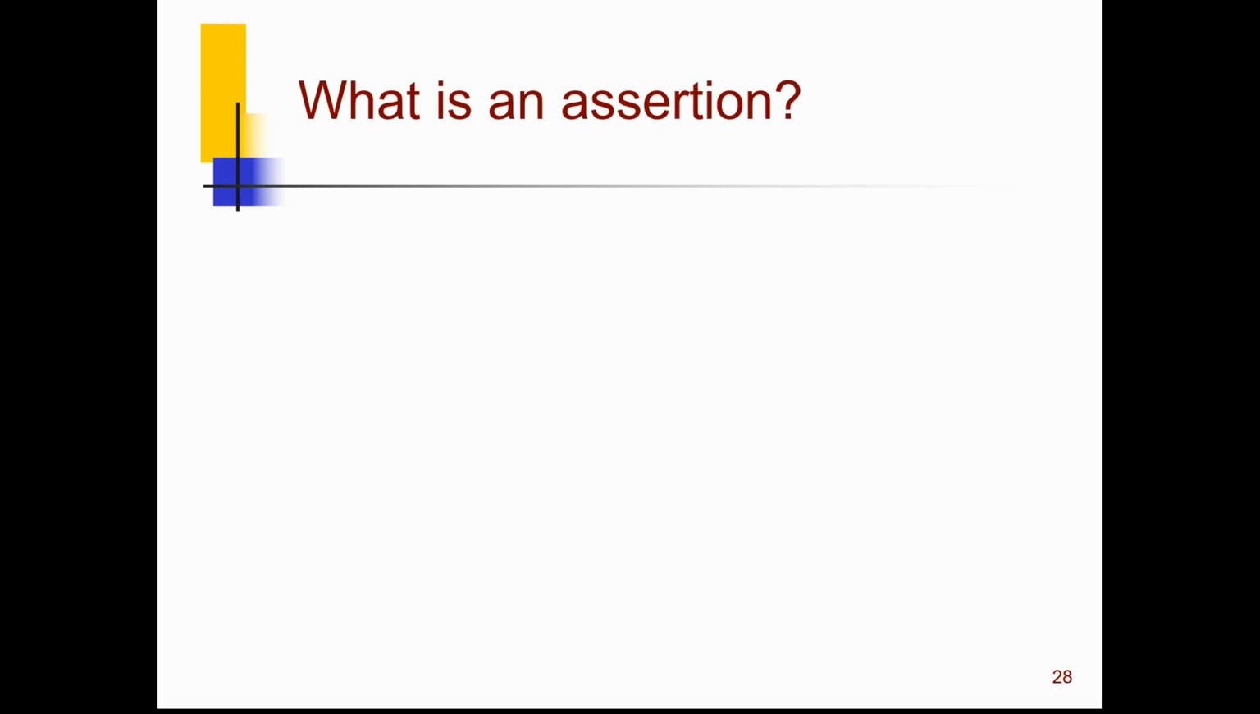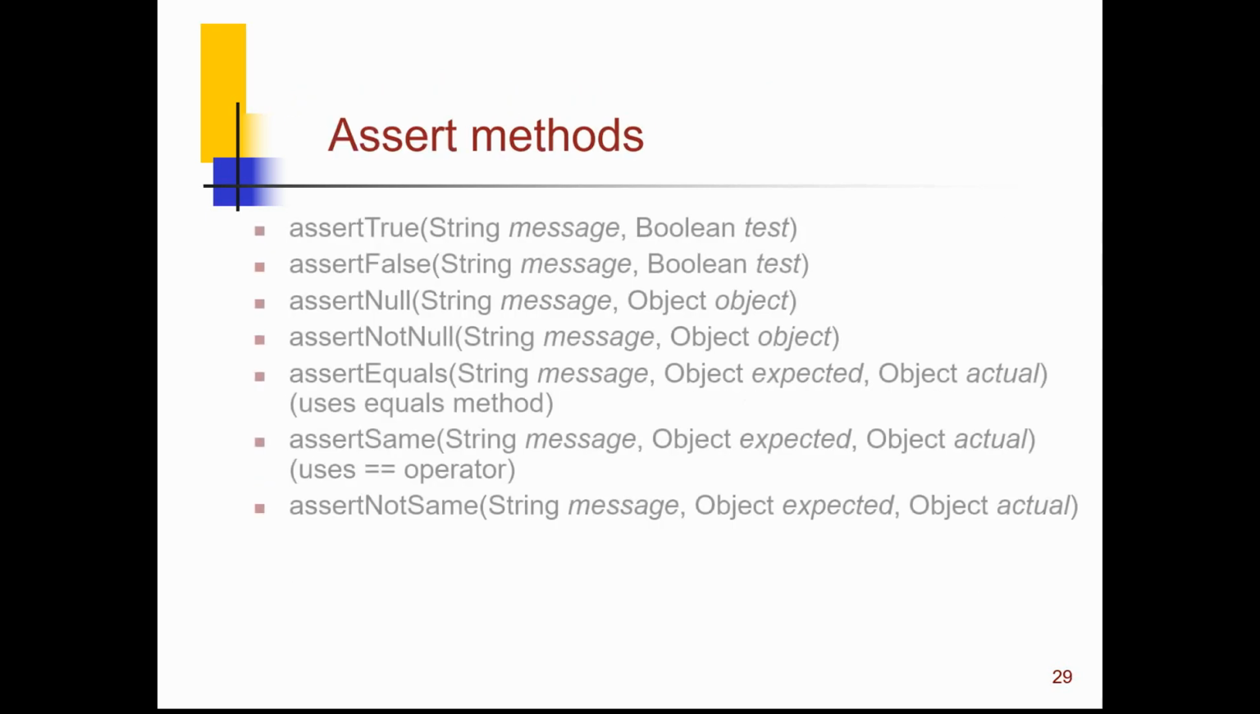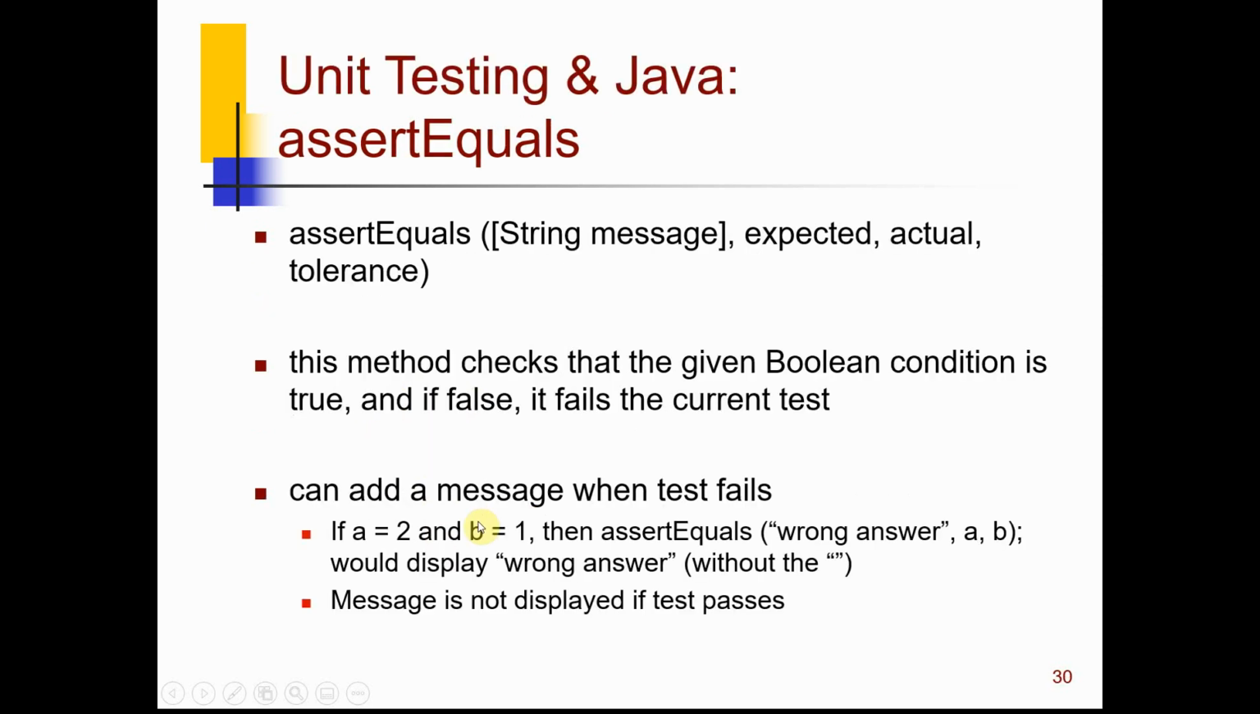The next is assertion. Assertion, as I mentioned, is to check the actual and the expected. So there are different ways for you to do the assertion. So let's see that there's assert true, assert false, assert null, assert not null, assert equal, assert same, assert not same. So let's go through them one by one. Okay. First, let's see the assert equal.